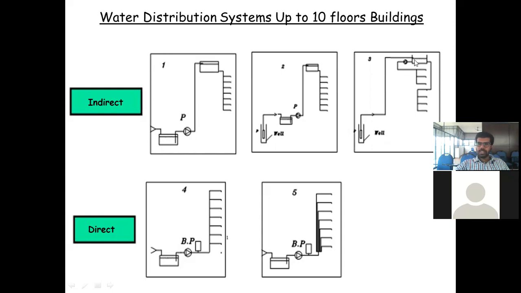What they do is give one connection for the first 2 or 3 floors, then another connection to the next 2 or 3 floors individually. Here the connection is common, and here they have split it. For the first 3 floors, one pipe connection, and for the next floors, another connection. The same way applies in the direct system.